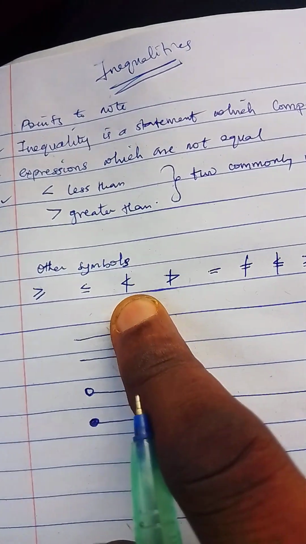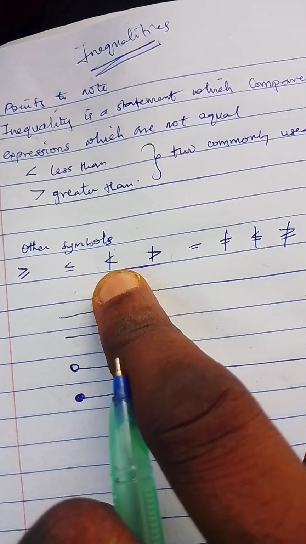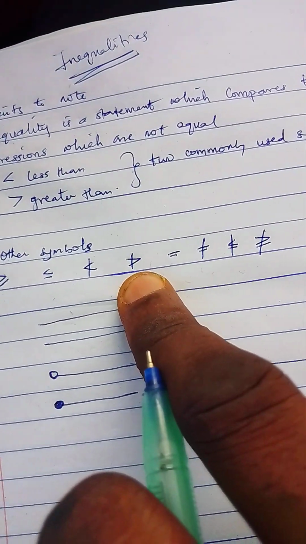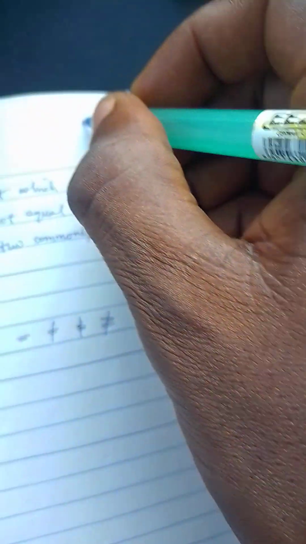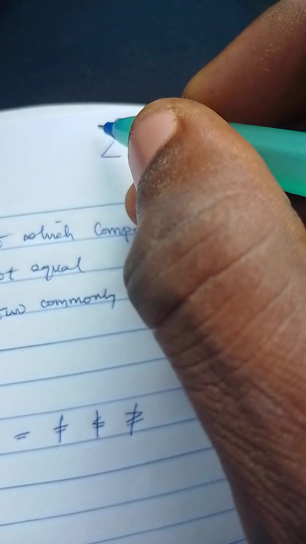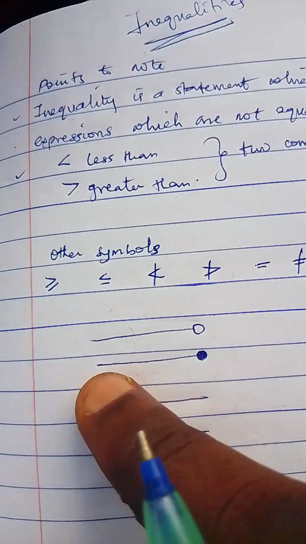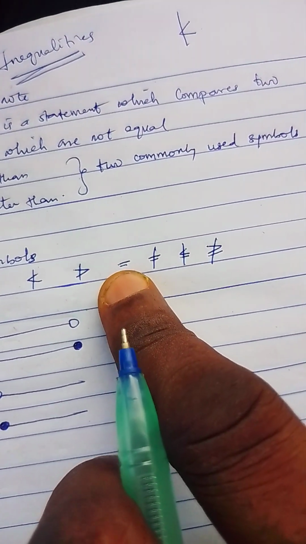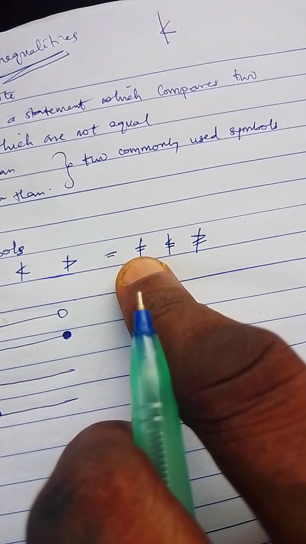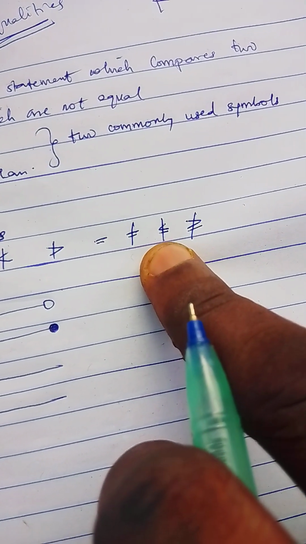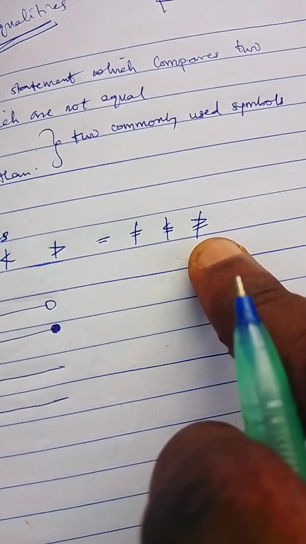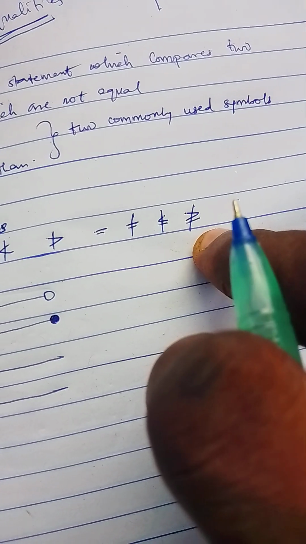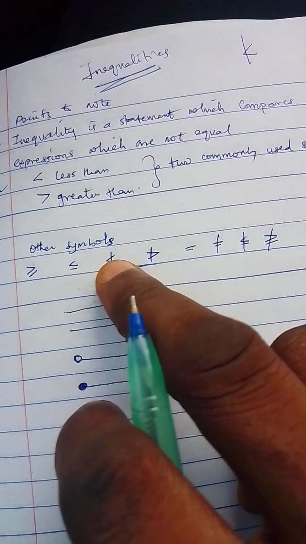When we see this, what does it mean? Not less than, not greater than. When you see this less than, and then there's a stroke, this means not less than, not greater than, not equal to, not less than or equal to, and then not greater than or equal to. So these are some other symbols.